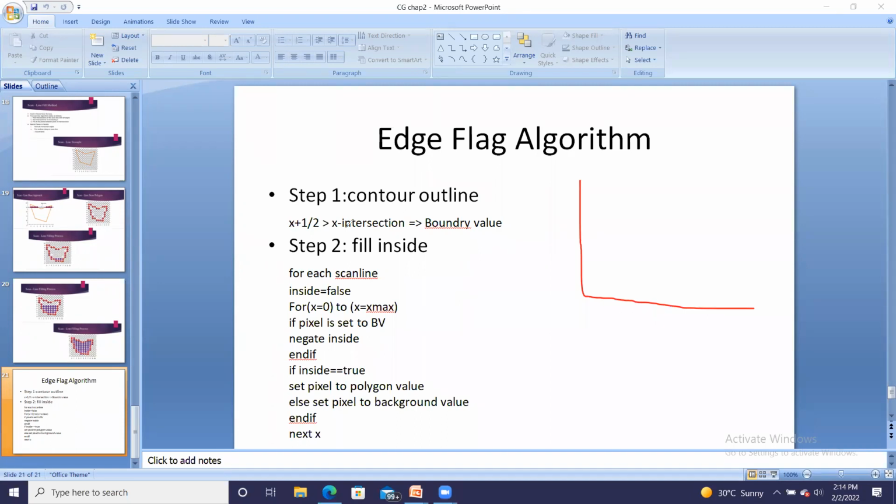For that, this particular condition is considered. X plus half should be greater than X intersection. X plus half should be greater than X intersection. What is the meaning of it? Okay, we will take a very simple example. Here X is equal to 0, 2, 4, 6, 8, and 10.